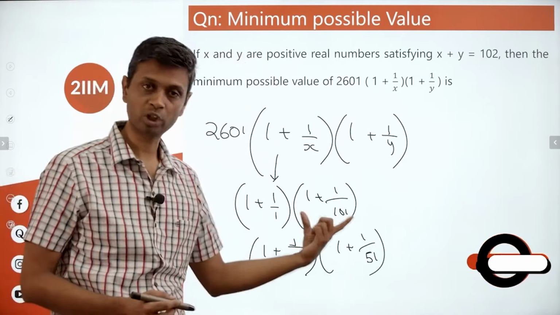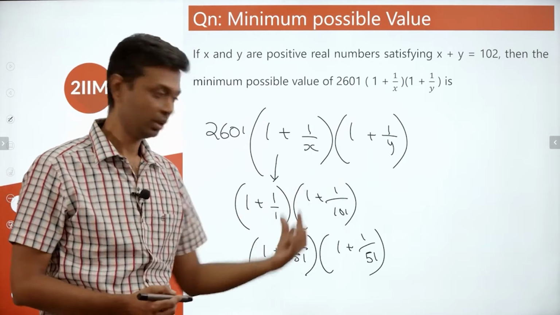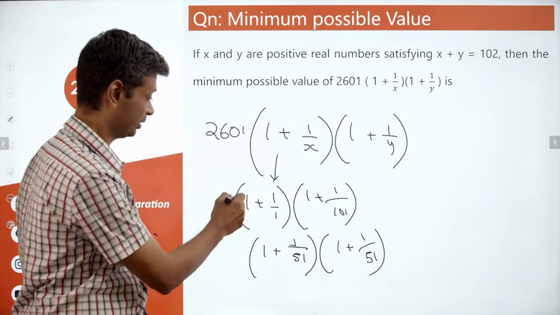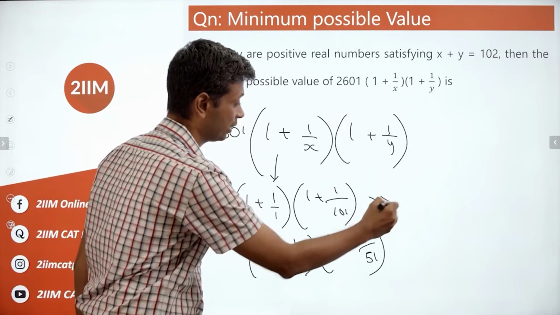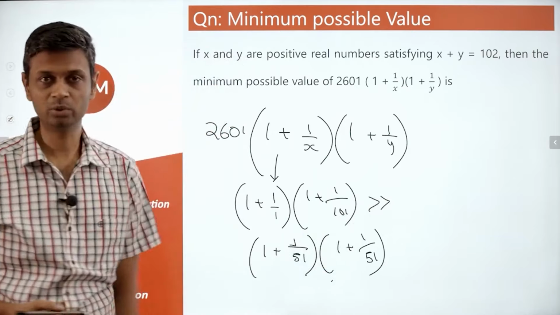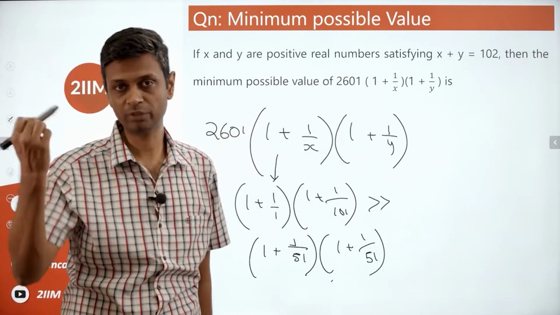This is barely more than 1, but this is 2. It's 2 into 1 point something. Both of these are barely more than 1. And so this is going to be way greater than this. Or we want to find the minimum possible value. The way to go about it, plonk x as 51, y as 51, both equal. We are good to go.